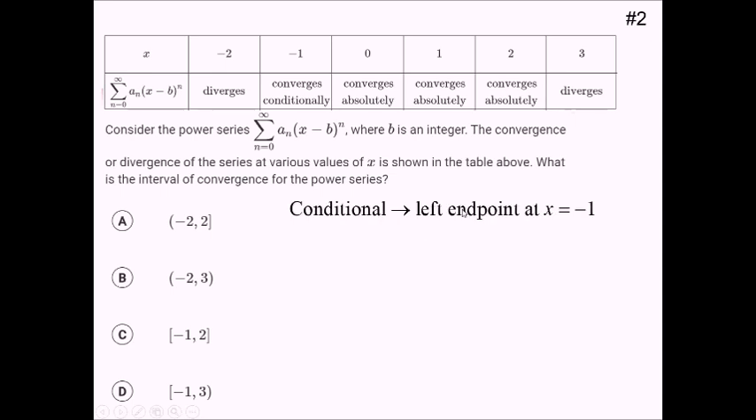And we know it's the left endpoint, not the right endpoint. Well, we know it's an endpoint at all because of the conditional convergence, but it's the left endpoint because if you look to the right here, we're converging to the right and diverging to the left. So now we have to figure out the other endpoint.